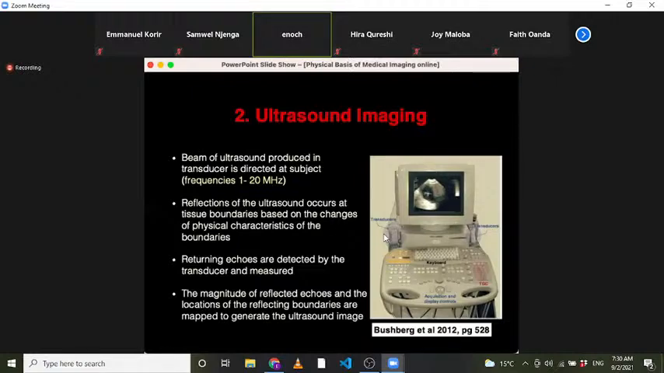The point is we're having the subject in between the source and the detector, and whatever is being transmitted. The second type of imaging modality is ultrasound. So here we are sending beams of ultrasound, the high frequency. So typically, we can classify sound on the basis of the frequency.